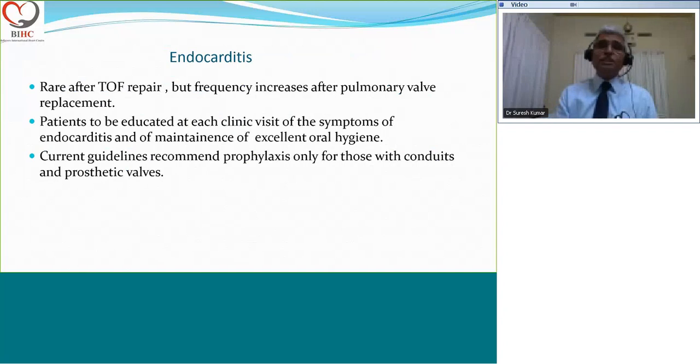Endocarditis is rare after tetralogy repair, but it can occur, and it is particularly more common after pulmonary valve replacement, especially with the Melody valve. And you need to be alert to this possibility. Patients need to maintain excellent oral hygiene, and endocarditis prophylaxis should be carried out, particularly for those with conduits and prosthetic valves. But when there are gross structural abnormalities within the heart, you may liberalize this indication.